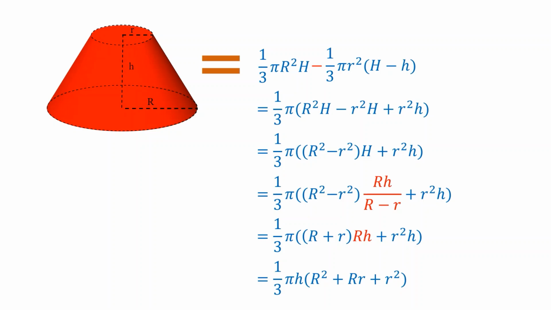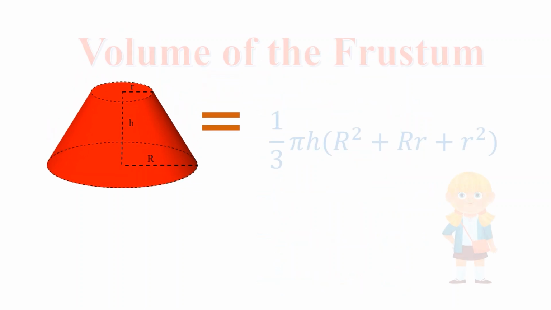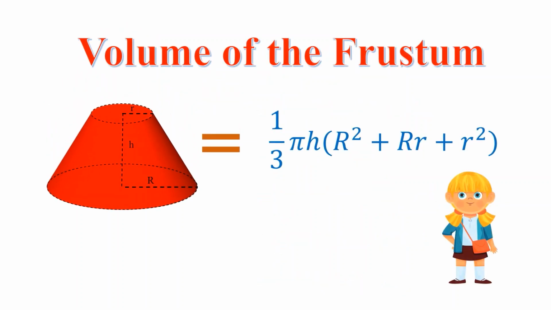Now here we have substituted the value of capital H by R h upon (R − r), which is represented in red color here. Going through all the calculations and simplifications, finally we get the volume of the frustum to be 1/3 π h (R² + R r + r²). So this is the volume of the frustum of a cone in terms of the two radii and the height of the frustum.